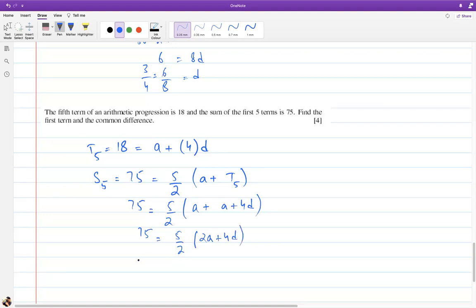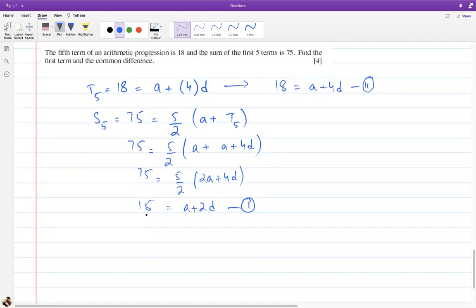I'll just simplify this now. So this becomes 15 is equal to a plus 2d. I have one equation here. और ये मेरे पास दूसरी इक्वेशन बन रही है, 18 is equal to a plus 4d. दो इक्वेशंस बन गई हैं. Are you following this? कहीं पे प्रॉब्लम है तो मुझे बता दें. And now that we have two simultaneous equations, we can simply add it all up. So 18 is equal to a plus 4d.